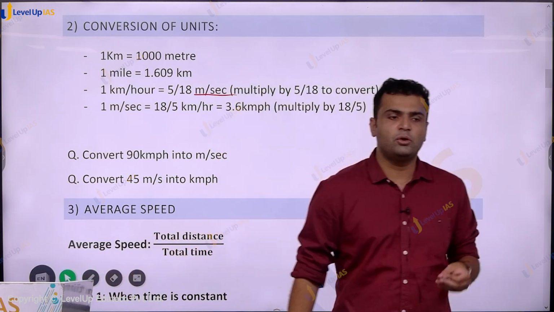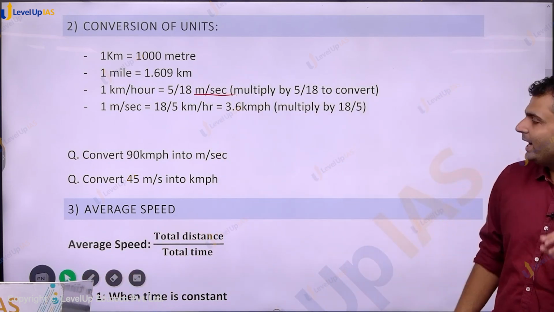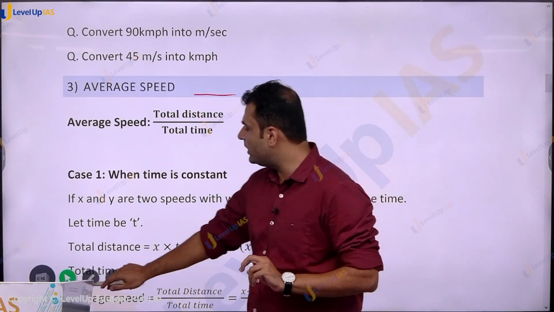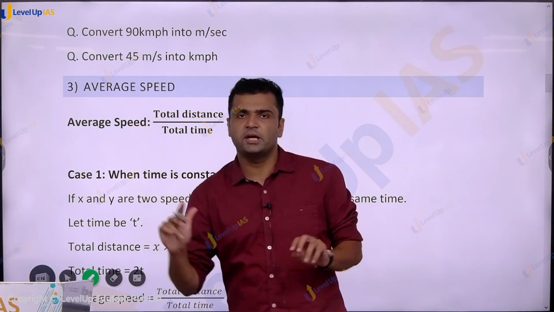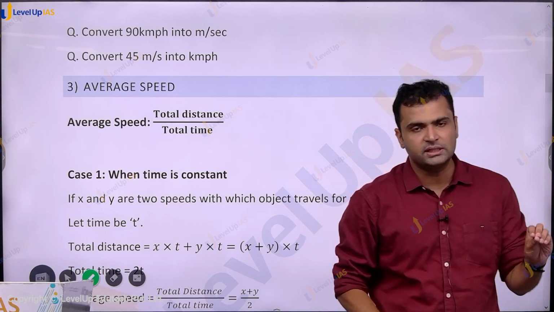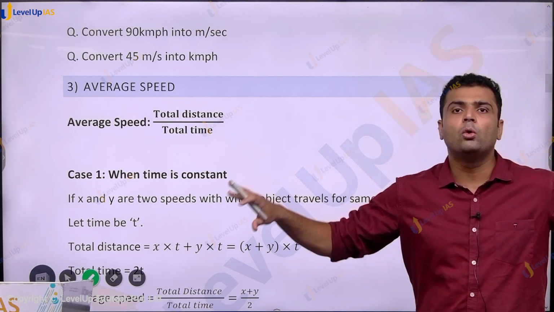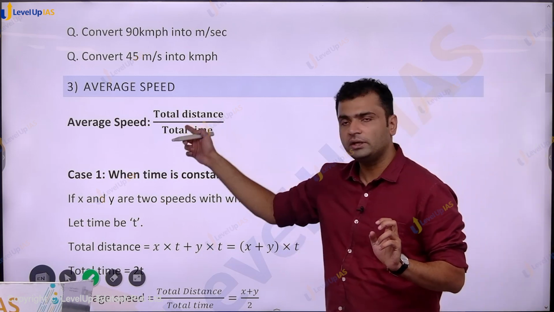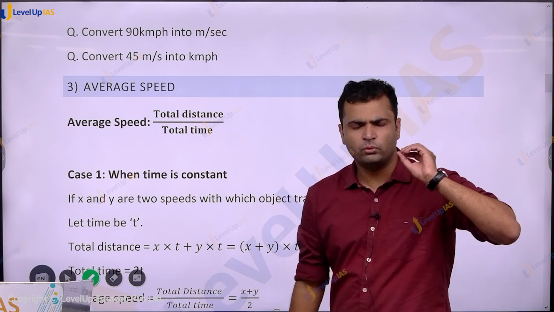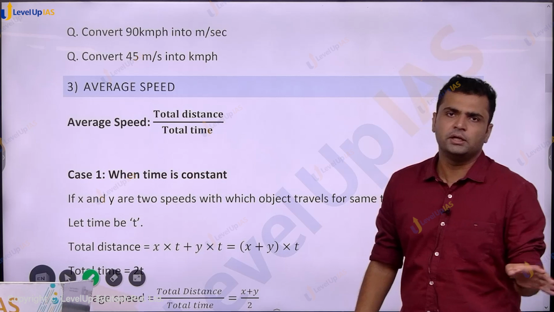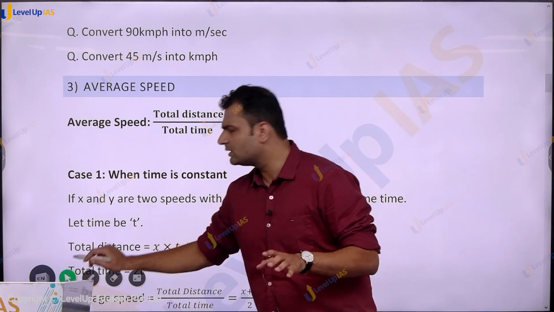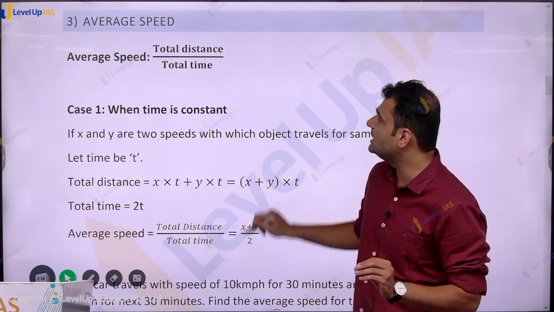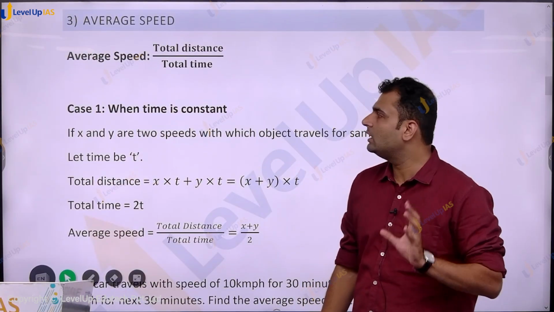Next section is about average speed. By definition, average speed is always total distance divided by total time. We have to find total distance and total time over the entire journey, and then we will get average speed. That is what it is by definition. So whatever the question may be, please do not get into the traps of formulas and all. Just remember the definition that average speed is equal to total distance divided by total time.